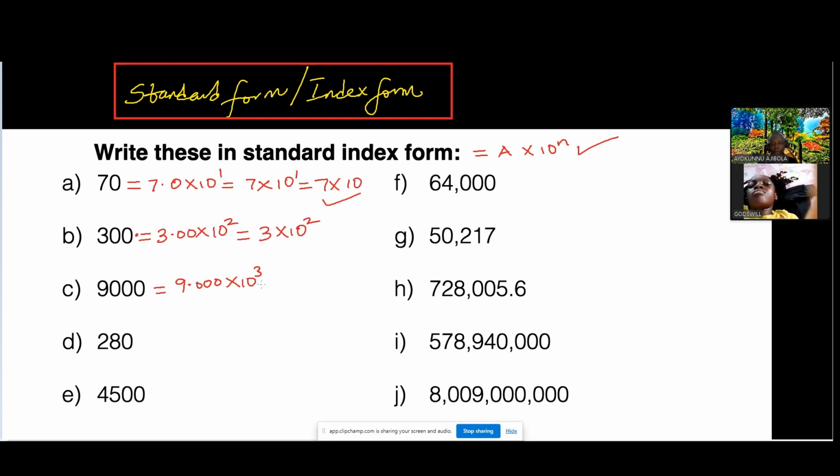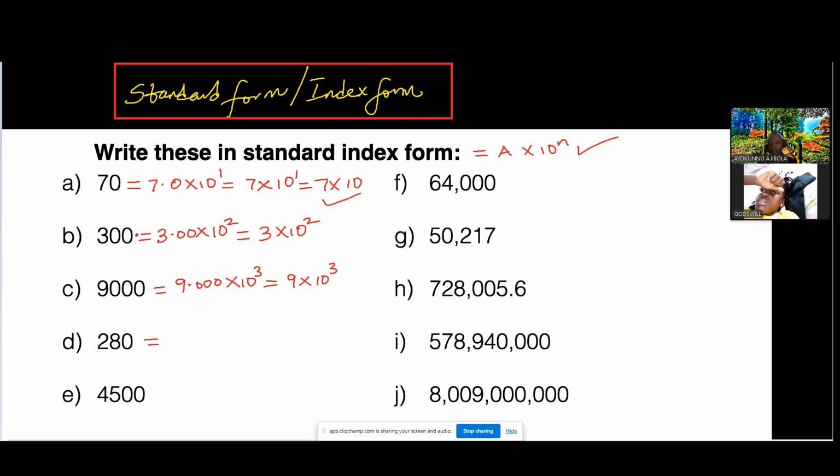Okay, hold on. So what I'm trying to say is that when you want to change any number to standard form, you pick the first digit, you introduce a point, then you multiply it by 10 and raise it to the number of digits that you have skipped, okay? Do you use 10 for everything? Yes, you must always use 10 for index form.